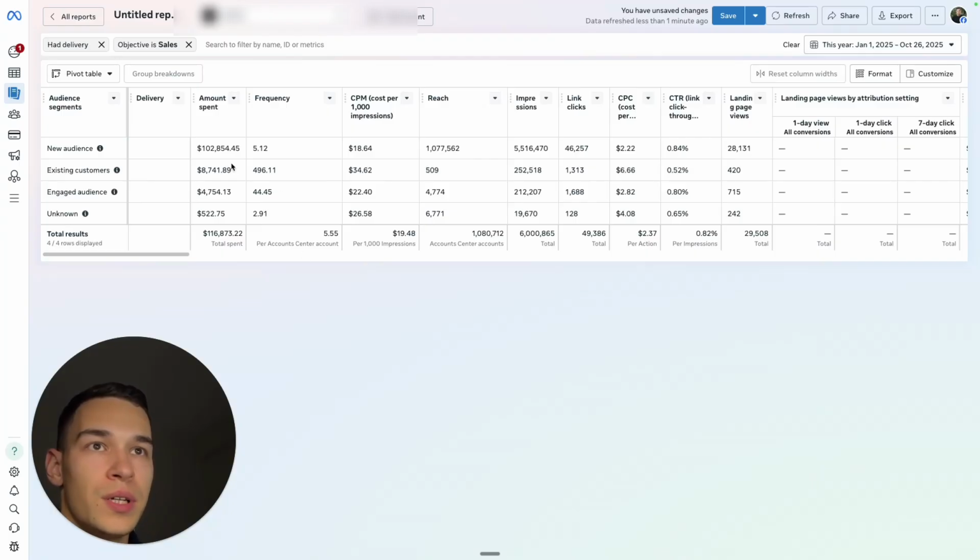Okay, we have new audience. It says 100K spent on new audience. Of course, it spends most of the money here. But again, if you take your existing customers here, you can see 8.7K. This could be saved. This could be zero basically, because you don't need to spend money here at all.